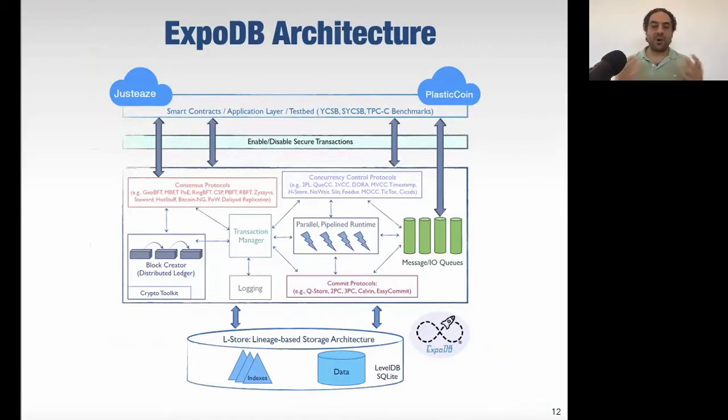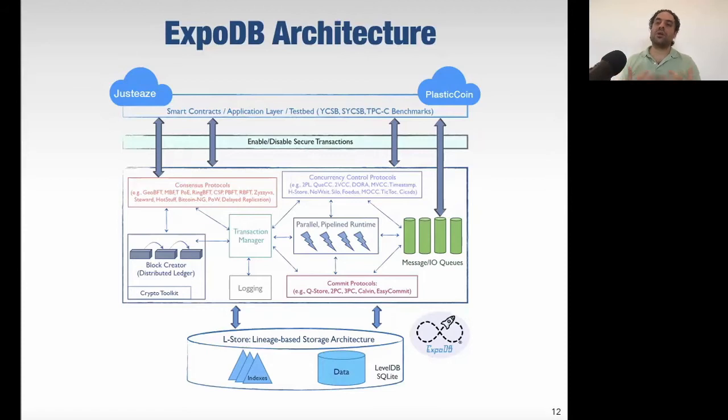It has an array of concurrency protocols, what we have developed and what the community has developed in the last 20 years. It also has an array of consensus protocols, again, what we have developed and what the community has developed in the last 20 years. And it has an array of commitment and agreement protocols. It has a sophisticated toolkit for cryptocurrency. It has a mature storage layer based on the lineage-based storage architecture, the L-Store that I mentioned earlier.